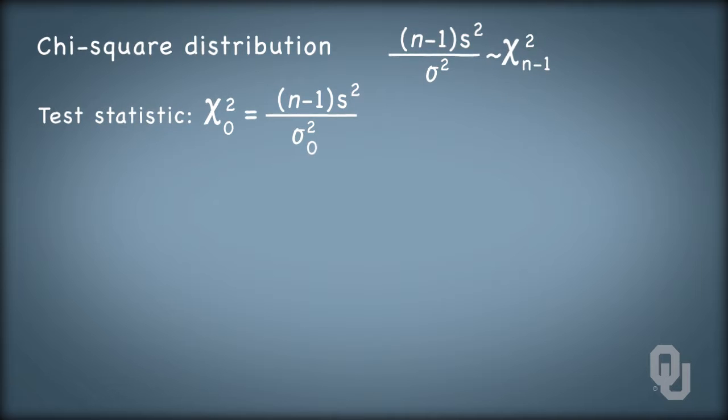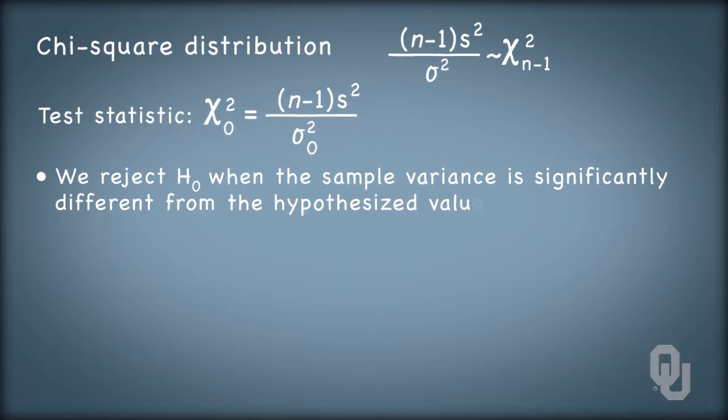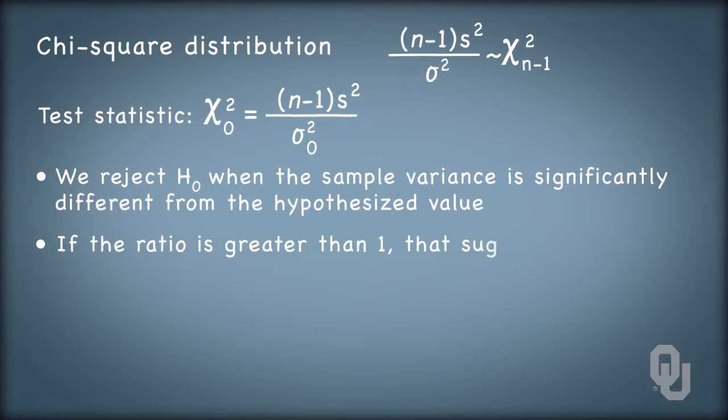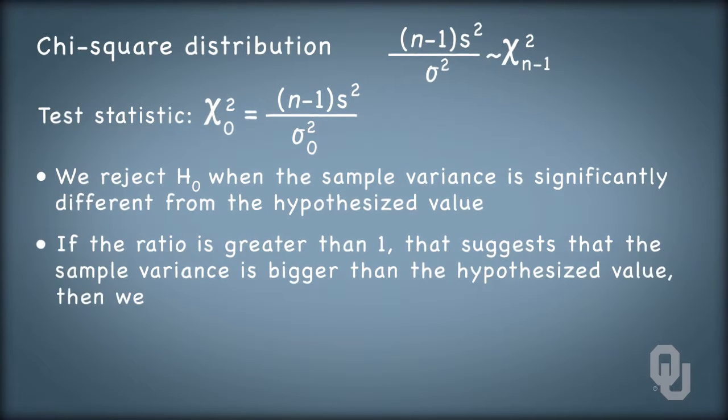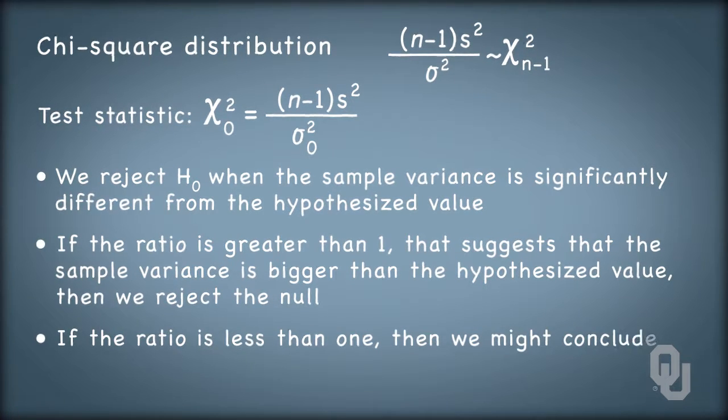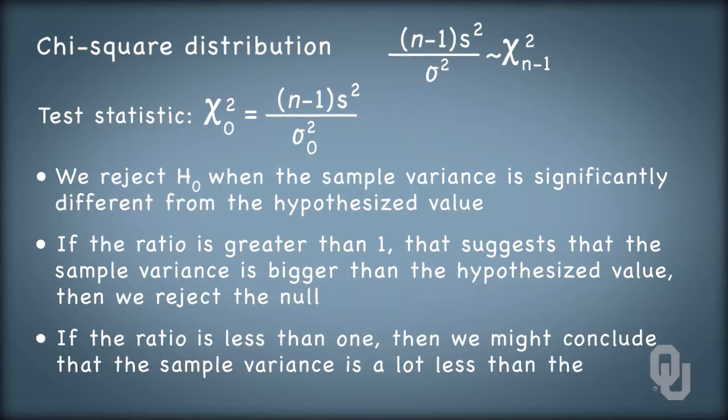When would we reject the null hypothesis? When the sample variance is significantly different than the hypothesized value. In this case, we determine how similar the sample and the hypothesized variances are with their ratio. If the ratio is a lot greater than 1, that suggests that the sample variance is a lot bigger than the hypothesized value. Therefore, we might reject the null. If the ratio is a lot less than 1, then we might conclude that the sample variance is a lot less than the hypothesized value. In either case, we might be concluding that the sample evidence is significantly different than the hypothesized variance.